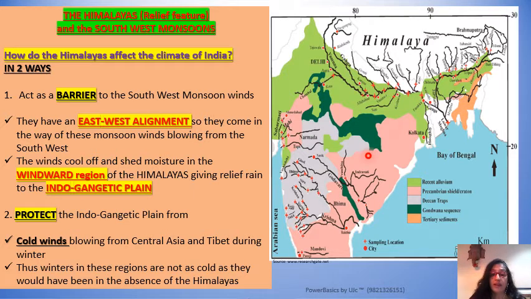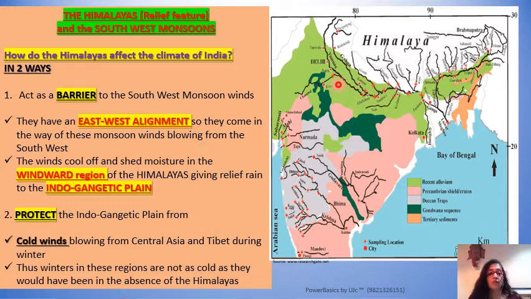Okay. Then, the first thing is that they act as a barrier to these monsoon winds, and therefore they cause rain in the Indo-Gangetic plain. And the second is, they act as a protective shield. They protect the Indo-Gangetic plain from cold winds blowing in from Central Asia and Tibet during winter. Thus, winters in these regions are not as cold as they would have been in the absence of the Himalayas. They would have all frozen in the Indo-Gangetic plain.